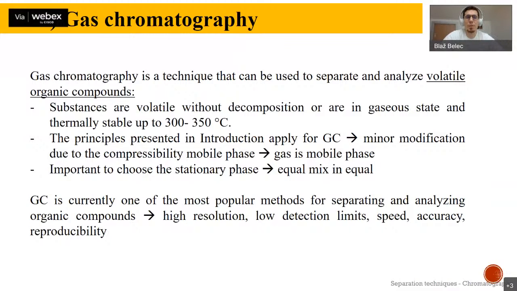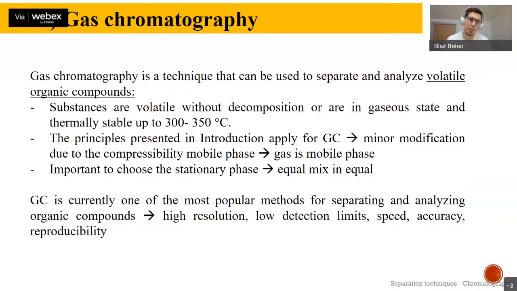So the principles are the same as I presented to you in the short introduction of chromatography, but with minor modification, because here the mobile phase is gas, and we got some modification due to the compressibility of the mobile phase. And also we have to choose the stationary phase wisely, because we need to know the chemical property of our analyte. So if it's polar, we should use polar stationary phase or vice versa.